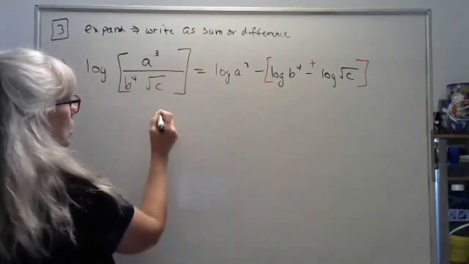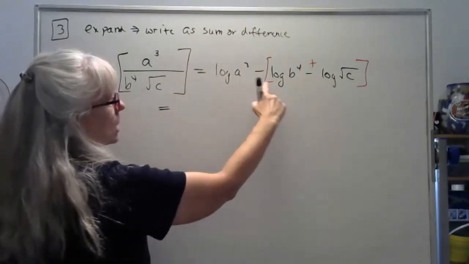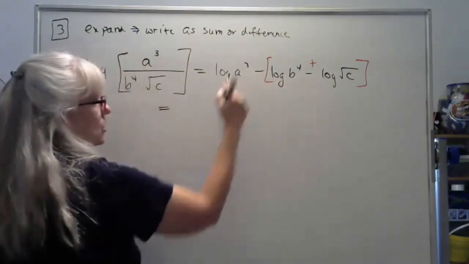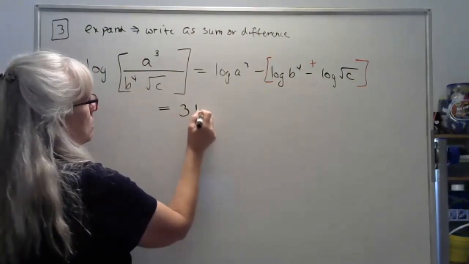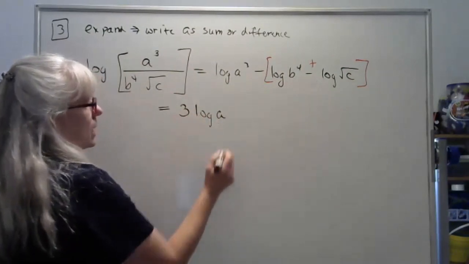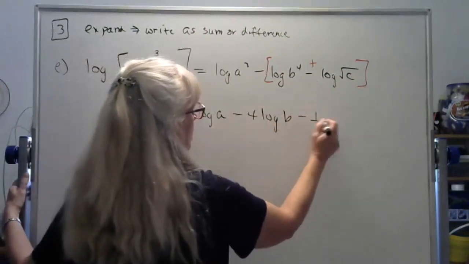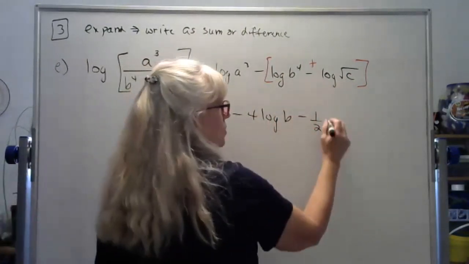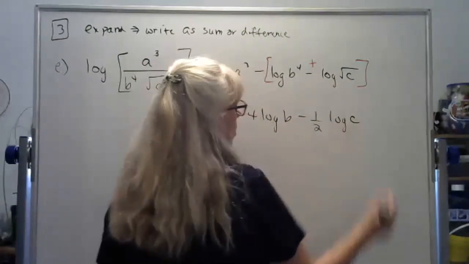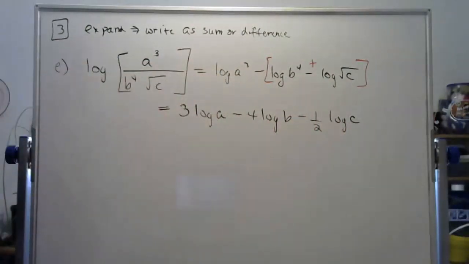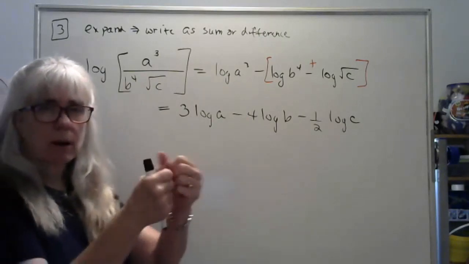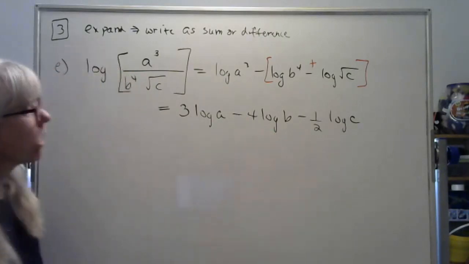So the only thing we need left to do, and I'm going to go with my original set, is move out those exponents. So I have 3 log of A minus 4 times the log of B minus 1/2, that's that square root, times the log of C. And that's what I have as my answer. So, okay, any comments or questions? So that's expanding. That's taking a single term and writing it as a bunch of terms.